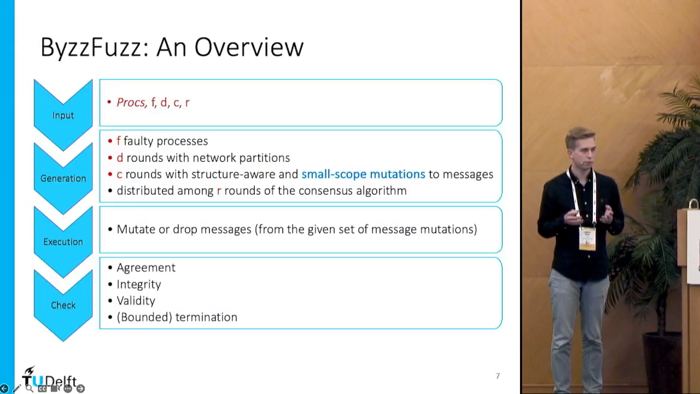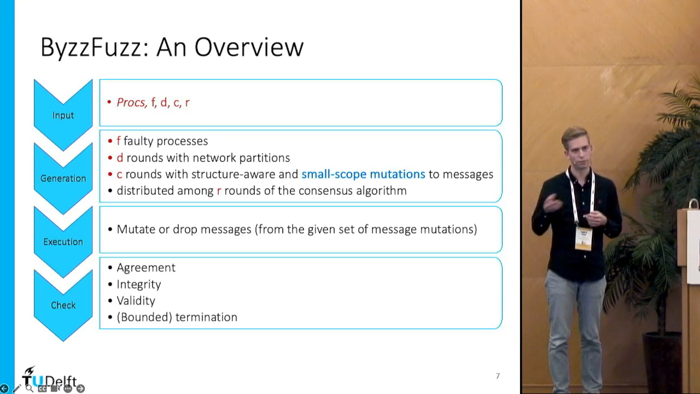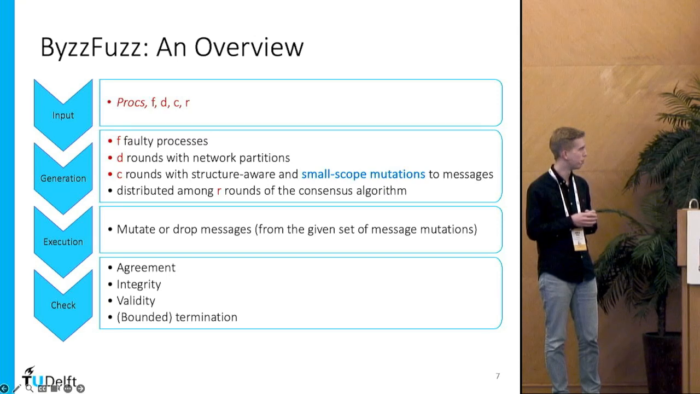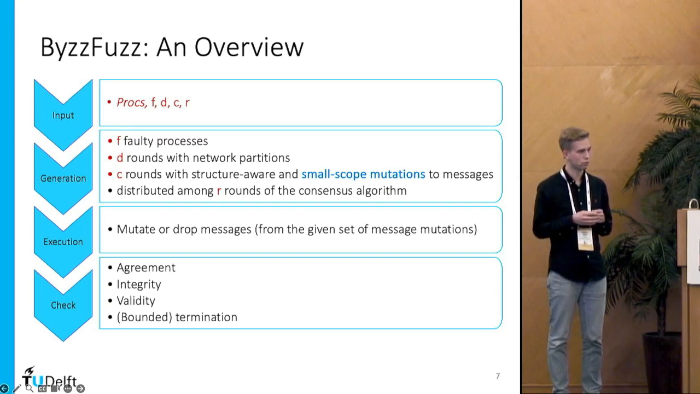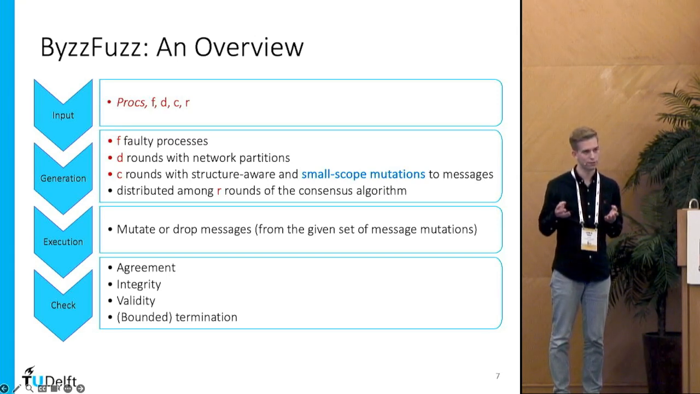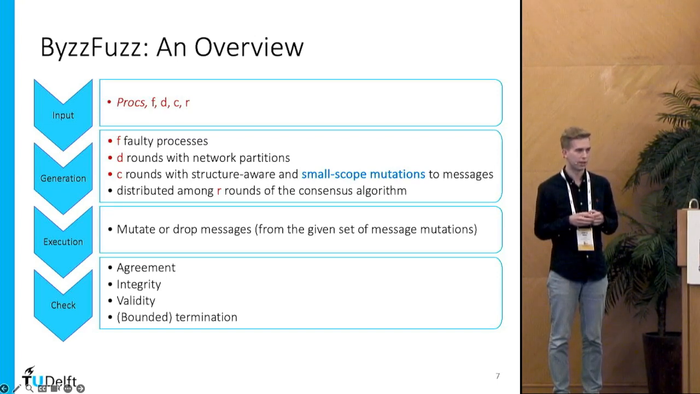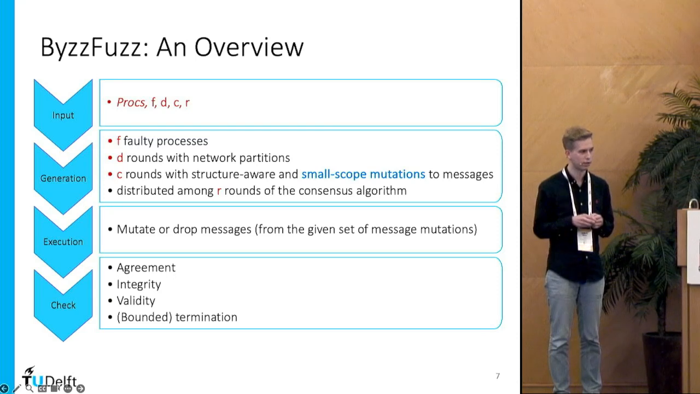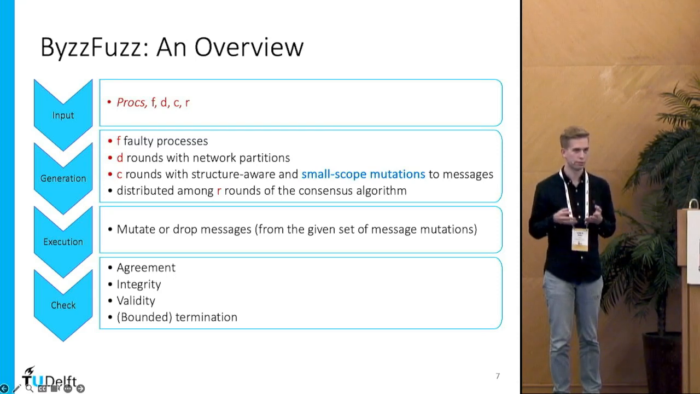The developer supplies as input a list of processes procs and 4 integer parameters. ByzzFuzz then continues to randomly select F processes to be faulty. It selects D rounds during which a network partition will be applied, and C rounds during which we apply our structure-aware and small-scope mutations to the messages that are in flight. These faults are distributed among R rounds of the consensus algorithm.